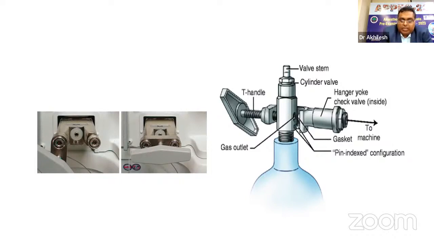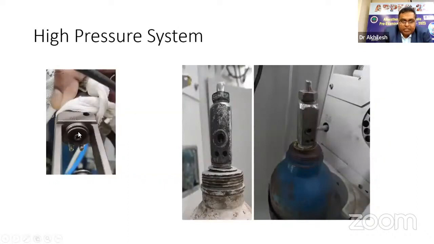So it should be very clear to you that when we talk about pin index, pins are on the machine. See, these are the pins which are on the machine, and these are the holes we find in the cylinder. So it should be clear that pins are not there in the cylinder.